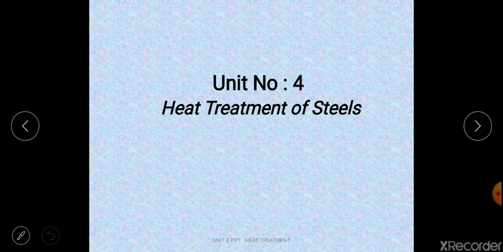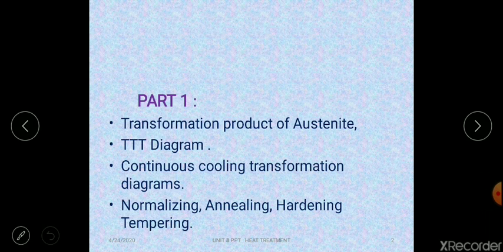Up till now we have discussed the iron carbon diagram. Now we'll be continuing with our heat treatment of steels. So what will we be discussing in heat treatment? First we'll discuss the transformation products of austenite, because in the iron carbon diagram we have discussed only pearlite transformation of austenite from the austenitic temperature to room temperature. Other products are also there, based on the different cooling rates.